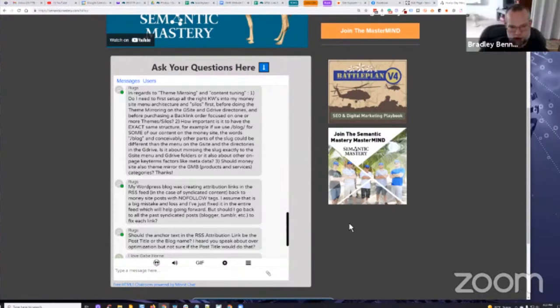So question number three was, should the money site also theme mirror the GMB products and service categories? Thanks. Yeah, well, that's a really good question. And I found that if you have multiple categories for your GMB and they're relevant, obviously you don't want to be adding on non-relevant categories to your GMB. But yeah, there is something to be said for that.